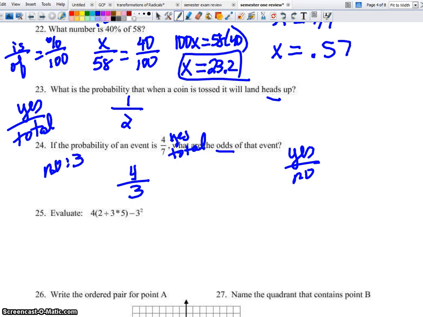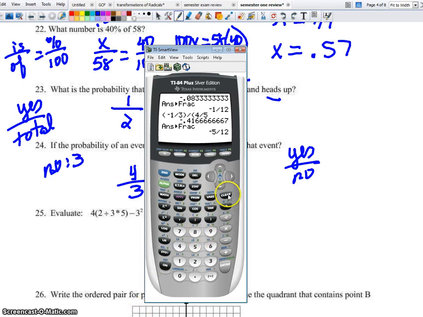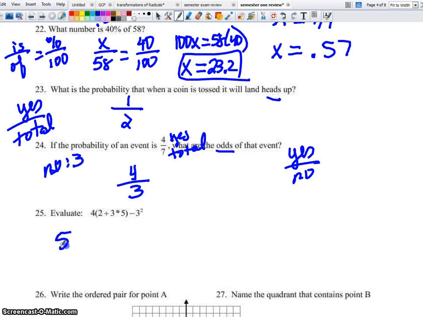25 is an evaluate. We talked about that earlier. It means put it in the calculator. So 4 open, 2 plus 3 times 5 close minus 3 squared. And you get 59.